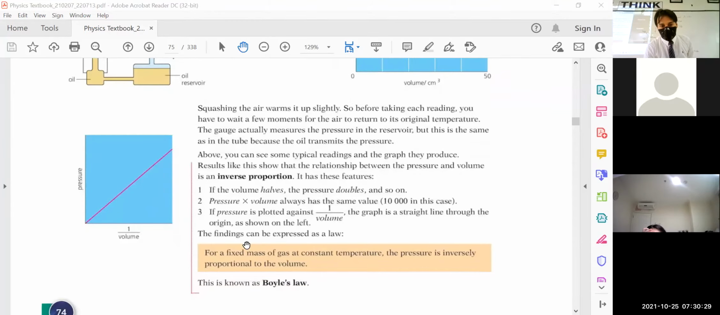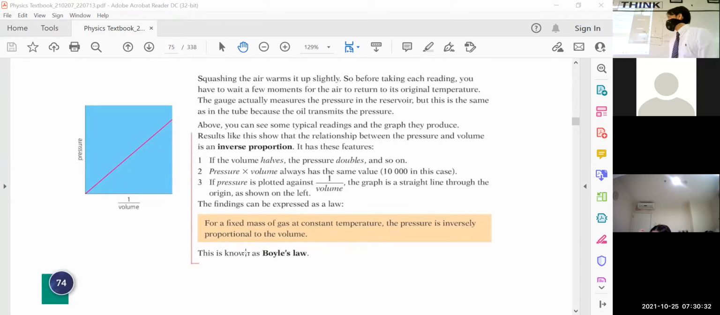Boyle's law. Children, the name given to this equation is called Boyle's law. If someone asks you, what do you mean by Boyle's law? Then it states that for a fixed mass of a gas at a constant temperature, pressure and volume are inversely proportional to each other. Pressure and volume are inversely proportional to each other. This is called Boyle's law.